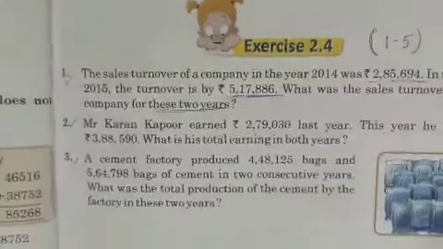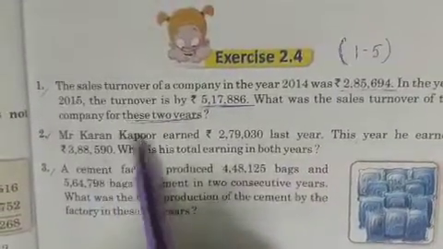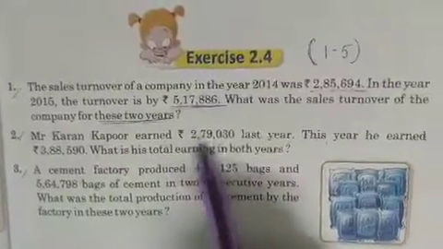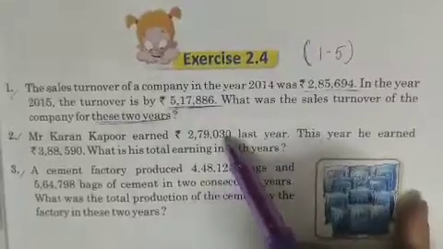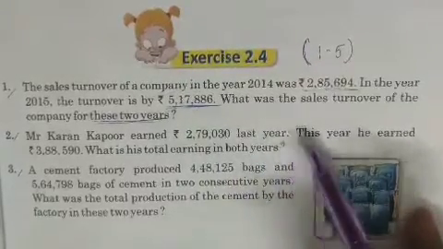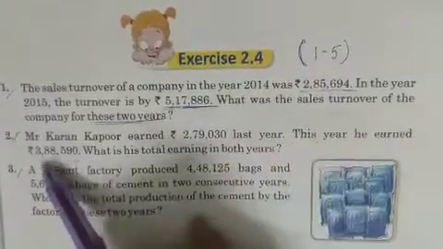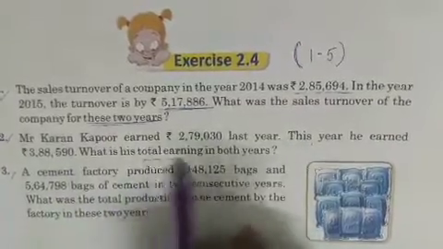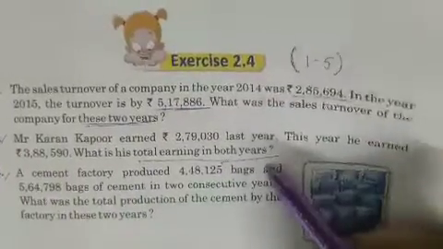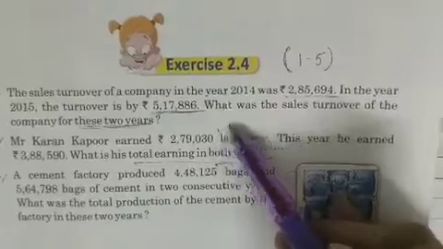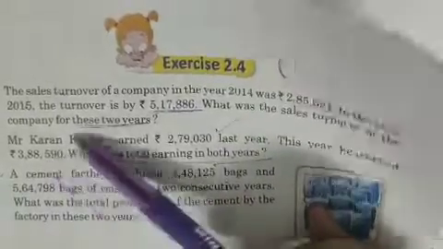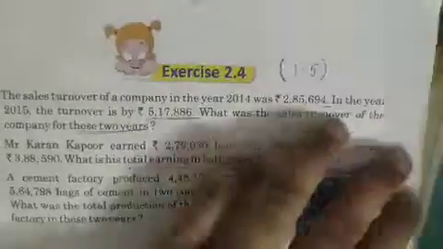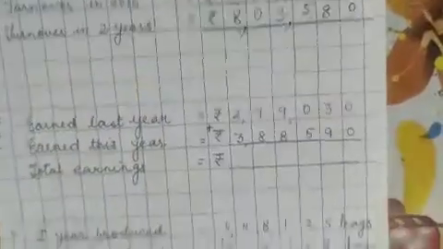Okay. Now we'll move to question number 2. Question number 2 is, Mr. Karan Kapoor earned rupees 2,79,030 last year. This year he earned 3,88,590. So what is the total earning in both years? The same question. The first year he earned this, second year he earned this. What is the total earning? How much did he earn in these 2 years?